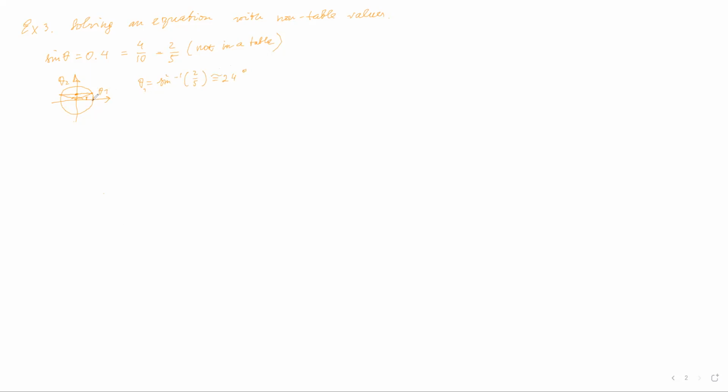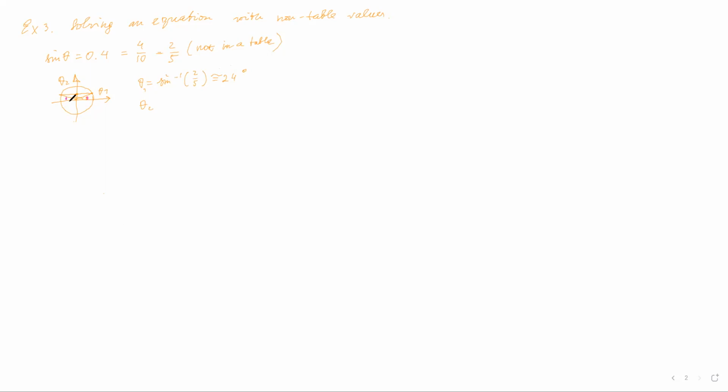Now, this is going to be this little theta, right? It's obviously, right? 24 degrees does not look like theta 2. So how do we calculate theta 2? We remember that this theta 1 and the little angle over here, let me use a different color, this little angle over here, are the same.